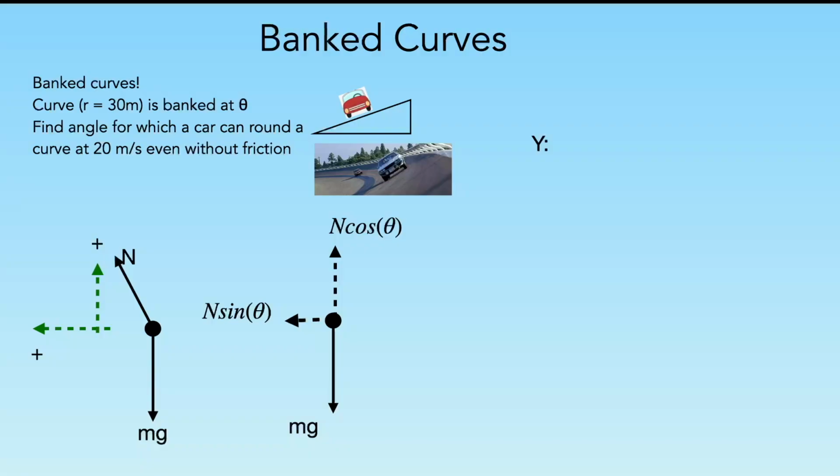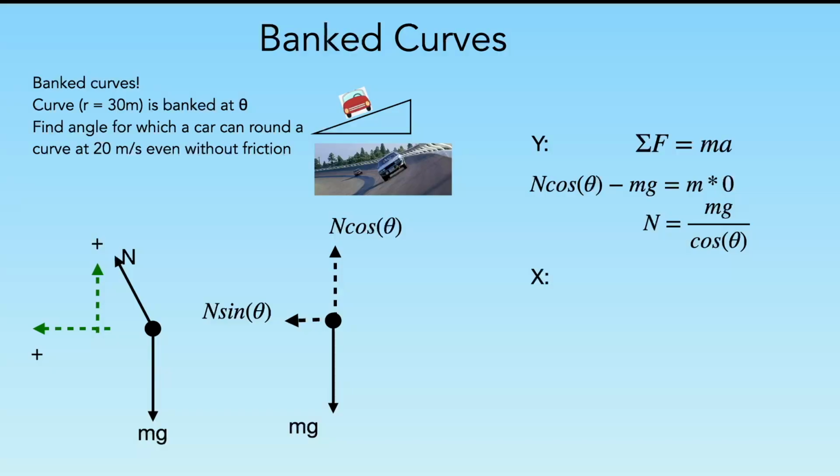In the y direction, it's pretty straightforward. Sum of force equals ma. N cosine theta minus mg equals m times 0. It's not accelerating up or down. So we have the normal force now. Notice it's different from the inclined plane situation, where it ended up being mg times cosine theta. So you've got to be aware when you're doing banked curves. It's a different frame of reference.